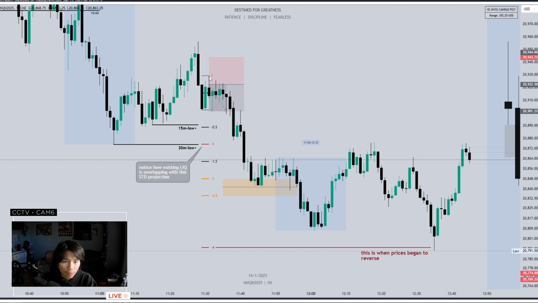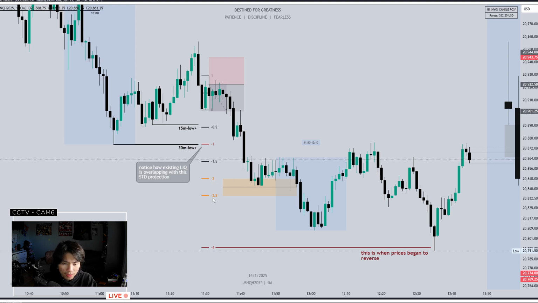So I projected the length of that retracement downwards because that's the direction of the market as of right now. And notice how the negative 0.5 and the negative 1 standard deviation is in alignment with that projection, right? That just means that gives me more confluence that the 15-minute low and the 30-minute low is going to be taken, right? And there are some characteristics of standard deviations as well.